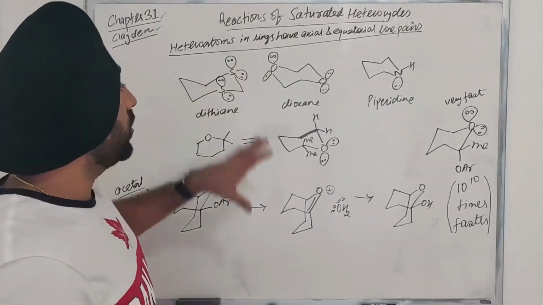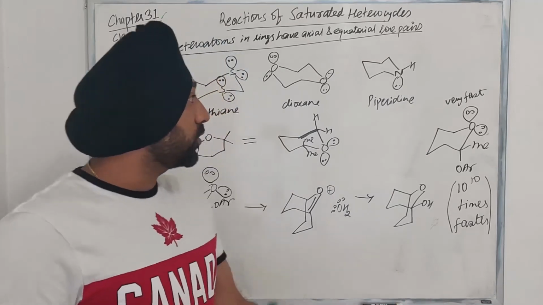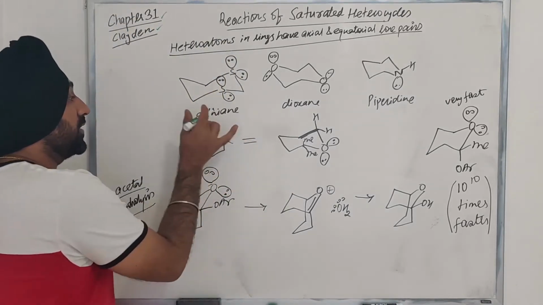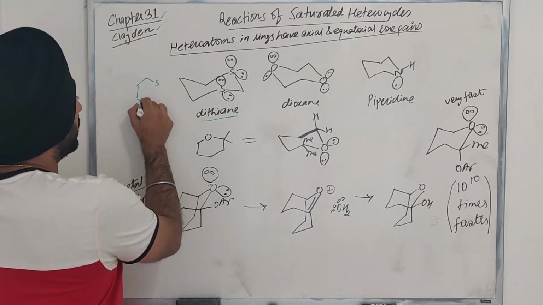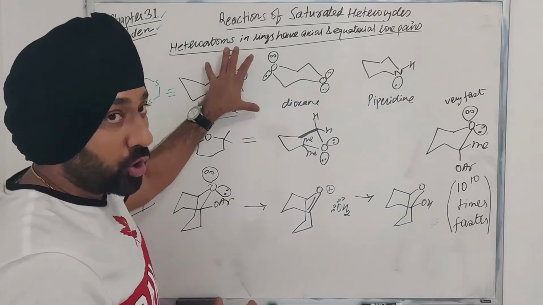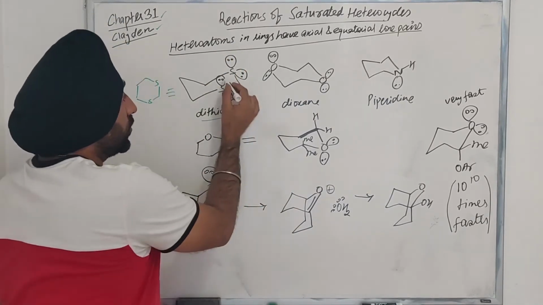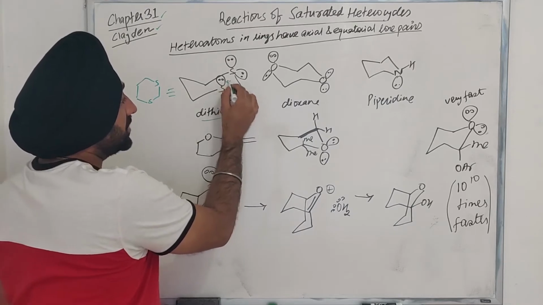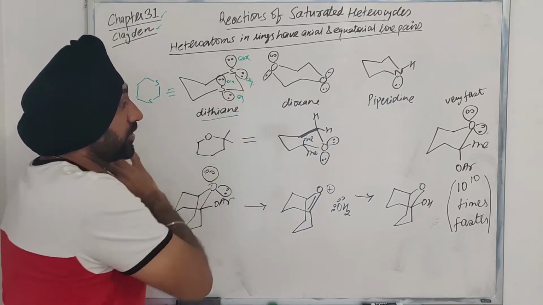So here we are going to talk about the heteroatoms in the ring having axial and equatorial lone pairs of electrons. Suppose what we have is a diethyne. Diethyne is how we draw it. If we draw its chair conformation, then we can clearly see on the sulfur we have 2 lone pairs of electrons. One of them can be axial, this is equatorial. Similarly, the other one, this is axial, and this is equatorial.